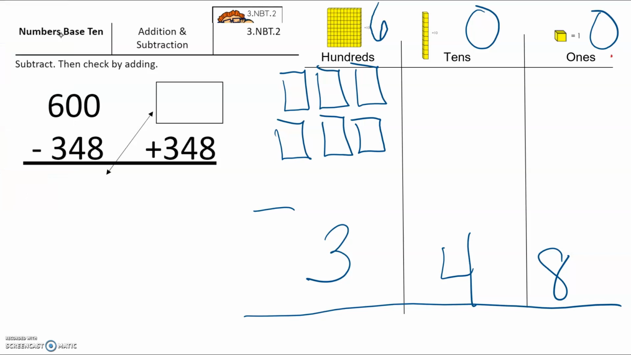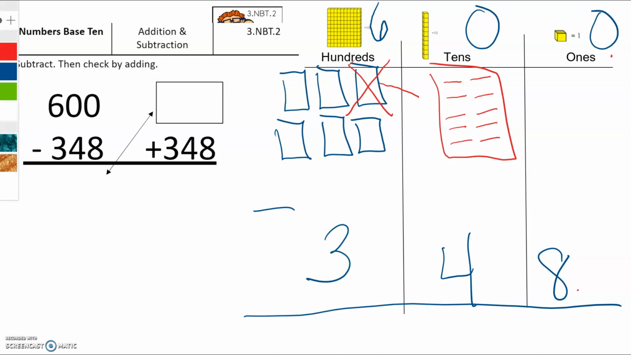I need to take 8 1s away. Unfortunately, I have no 1s up here to mark off. So I'm going to do some regrouping. I'm going to take my 100 here, and I'm going to trade it in or regroup it into 10 10s. So there's 1 10, 2 10s, 3 10s, 4 10s, 5 tens, 6 tens, 7 tens, 8 tens, 9 tens, 10 tens.